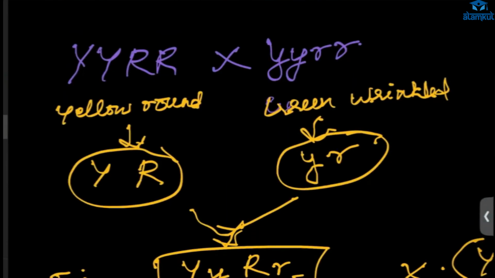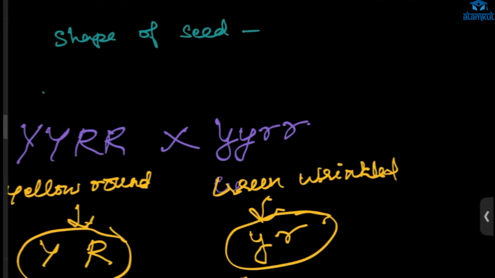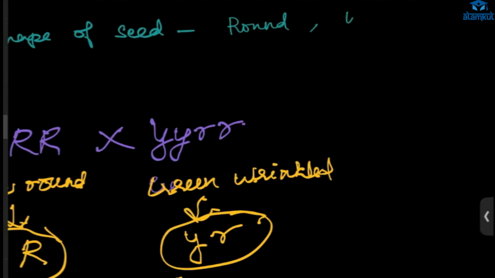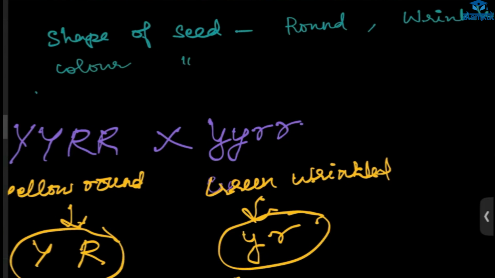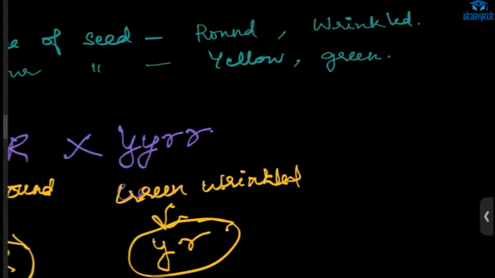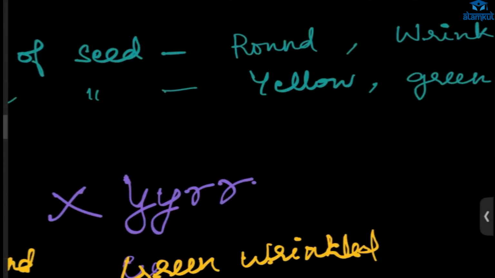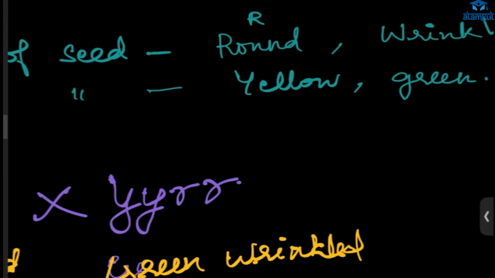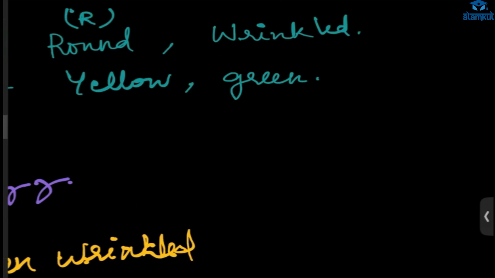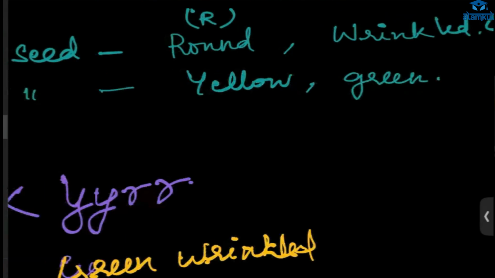So I took shape of seed and color of seed. Shape of seed, what was that? Round and wrinkled. Then color of seed was what? Yellow and green, right? Now tell me the symbol for round. It will be capital R. I'm only asking about the allele. Here in wrinkled, small r. And Ria, for yellow, what would be the allele symbol?